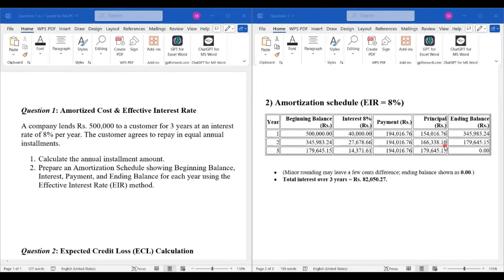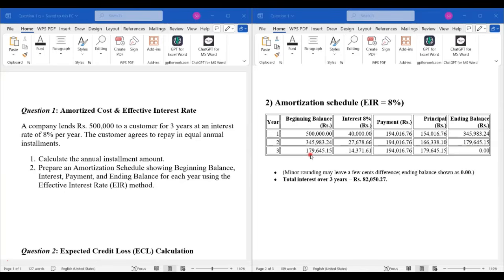In order to find the ending balance, we have to deduct 166,338.10 from 345,983.24 rupees. So we will get the ending balance as 179,645.15. So we have to carry this balance forward to the third year as the third year opening balance.